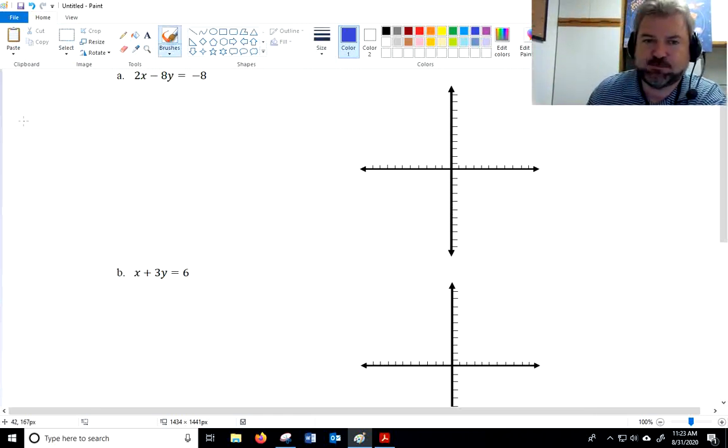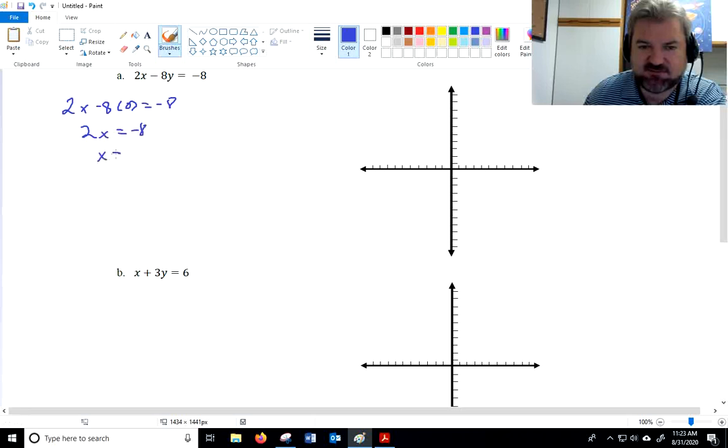Okay, I've got 2x minus 8y equals negative 8. The x-intercept on this one, we'll put a 0 in for y. That gives me 2x equals negative 8. So x equals negative 4 is the x-intercept. 1, 2, 3, 4.